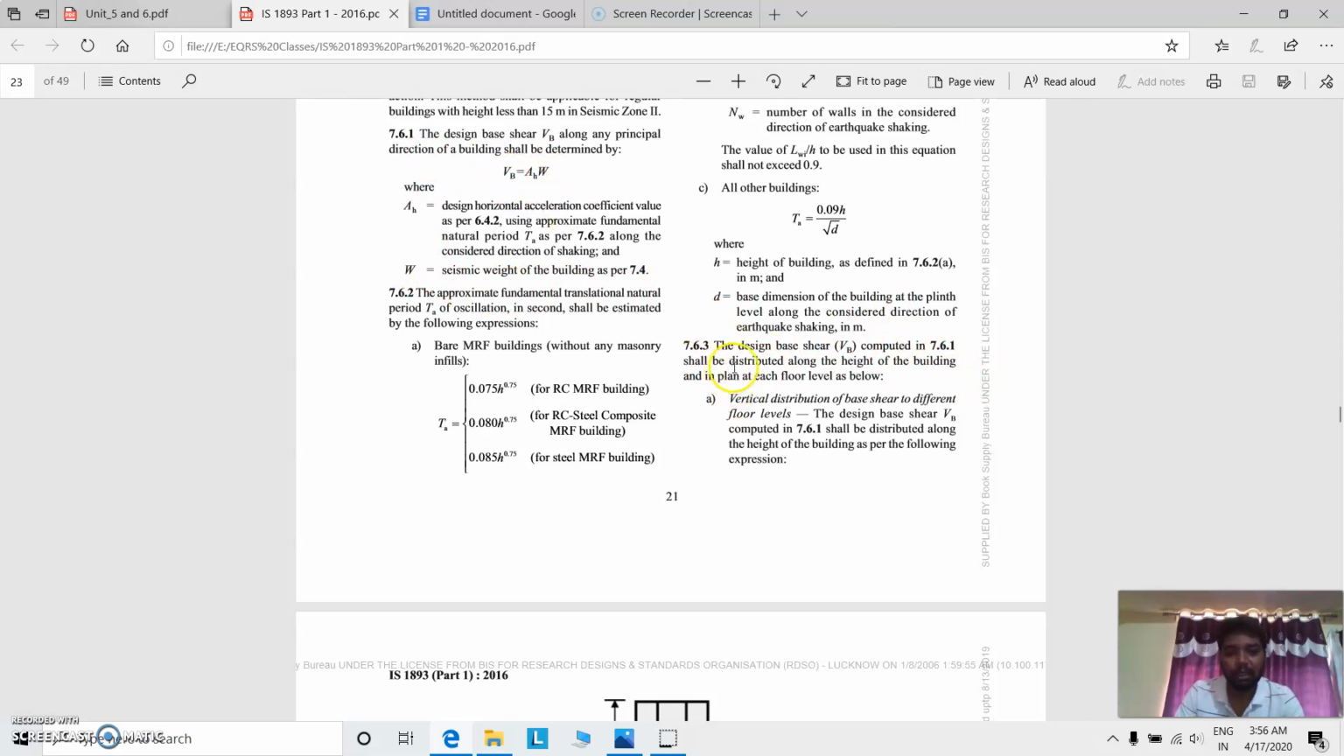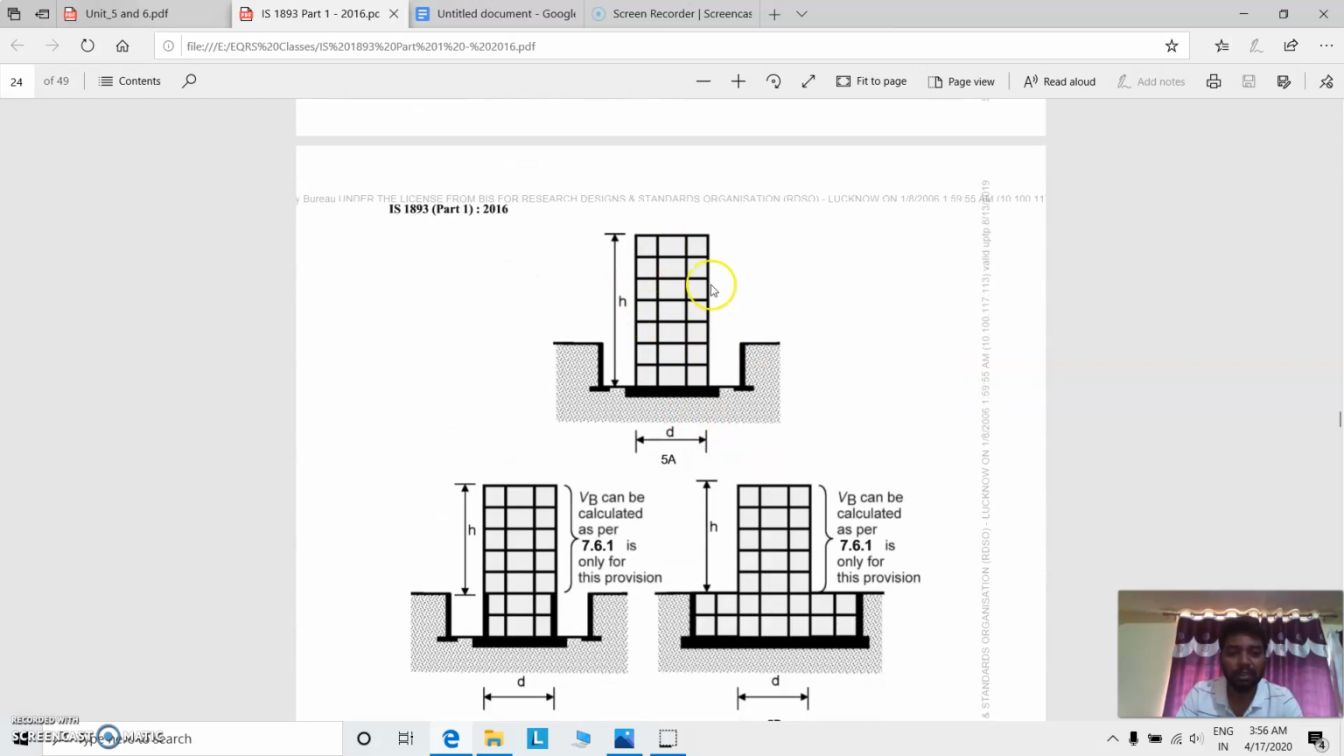After that it shall be distributed along the height of the building in plan at each floor level as below. That means, let us consider this structure. Once you calculate the total VB, it will be given as the base shear at this point, and how much of this force is divided to each floor, for this floor, for this floor, and this and this one. How many total floors are there, and how much total force is divided to each floor.